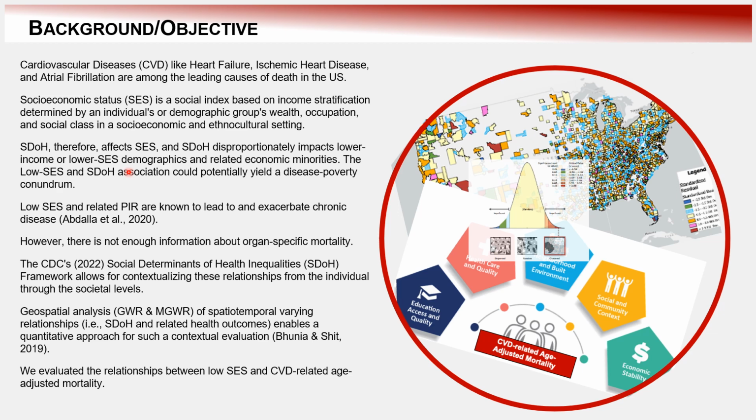The low socioeconomic status and social determinants of health association could potentially yield a poverty and disease conundrum. Low socioeconomic status and related poverty-to-income ratio are known to lead or to exacerbate chronic diseases. However, there's not enough information about organ-specific mortality.